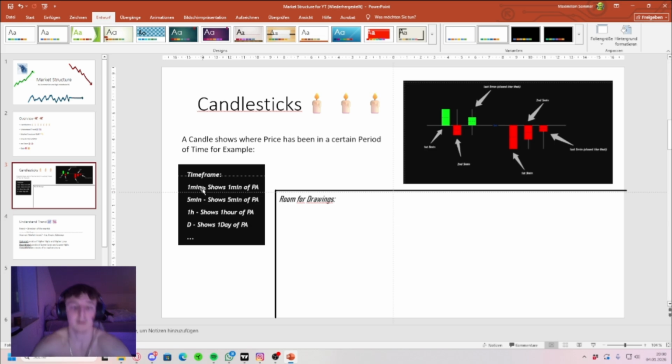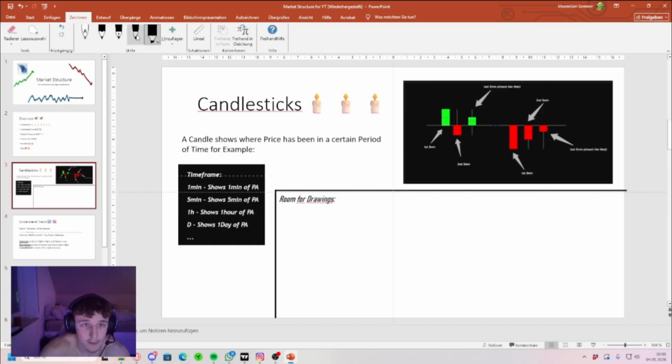For example, 1 minute, you're on the 1 minute time frame. You only see a 1 minute candle. So if you're on the 1 minute time frame, the candle you are seeing at the moment, which is forming at the moment, is 1 minute of price action.